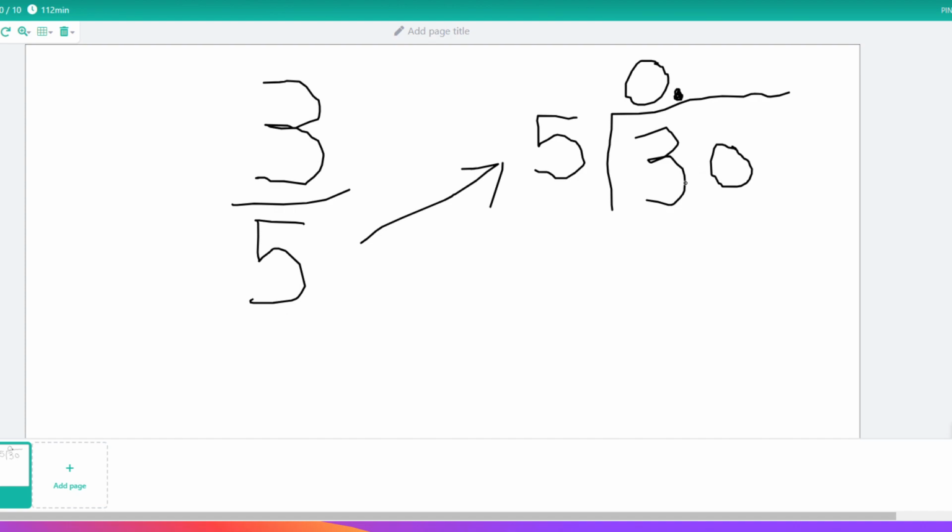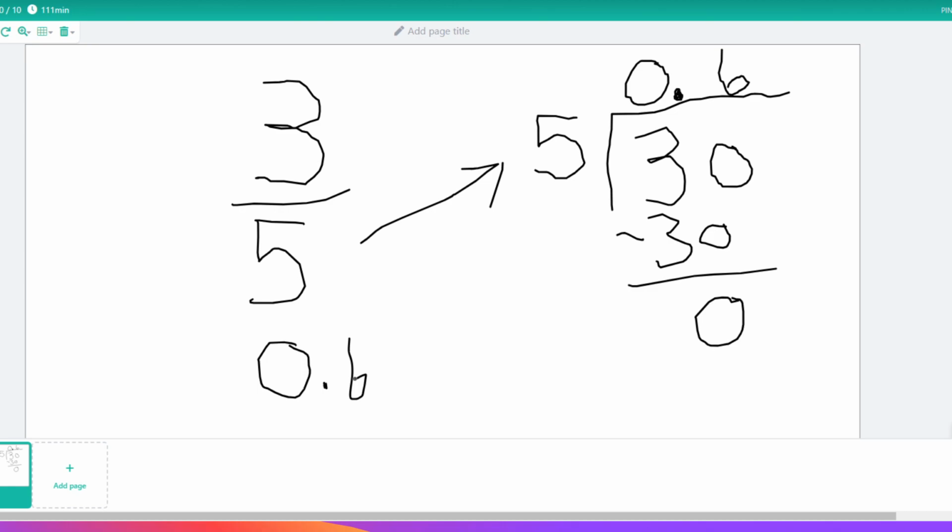Well, I know 5 can go into 30 6 times. 5 times 6 is 30, so I'm going to put a 6 up here and then subtract 30. Since 30 minus 30 is 0, I am done. Easy peasy. So now I have the two decimals, 0.6, and the other one in my problem was 0.7.